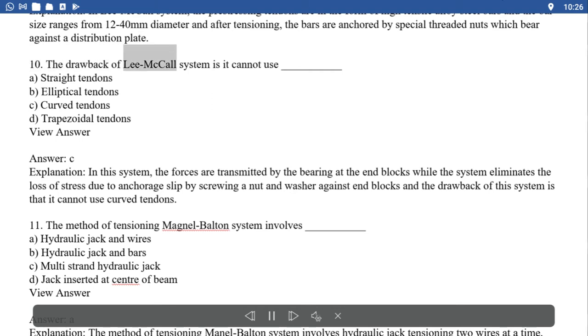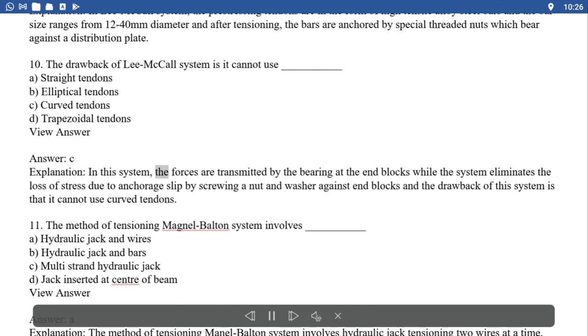10. The drawback of the Lee-McCall system is it cannot use blank. A. Straight tendons. B. Elliptical tendons. C. Curved tendons. D. Trapezoidal tendons. Answer. Answer C. Explanation.